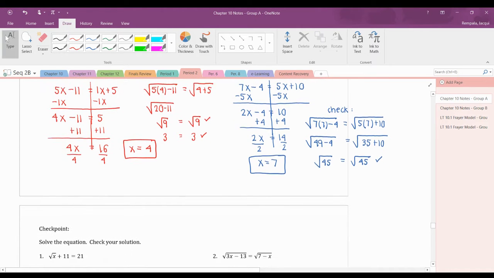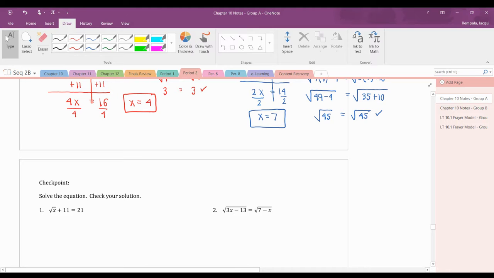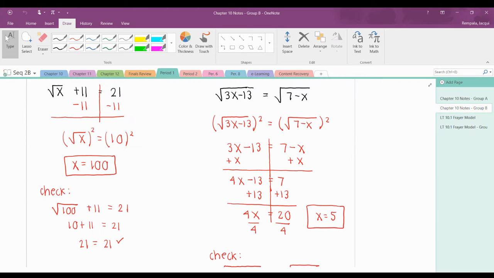If you turn to the next page, you'll see a couple of checkpoint problems. So please pause the video and try those 2 checkpoint problems and make sure you are checking your solution. Okay, so hopefully you did that. Here are the answers to the checkpoint.